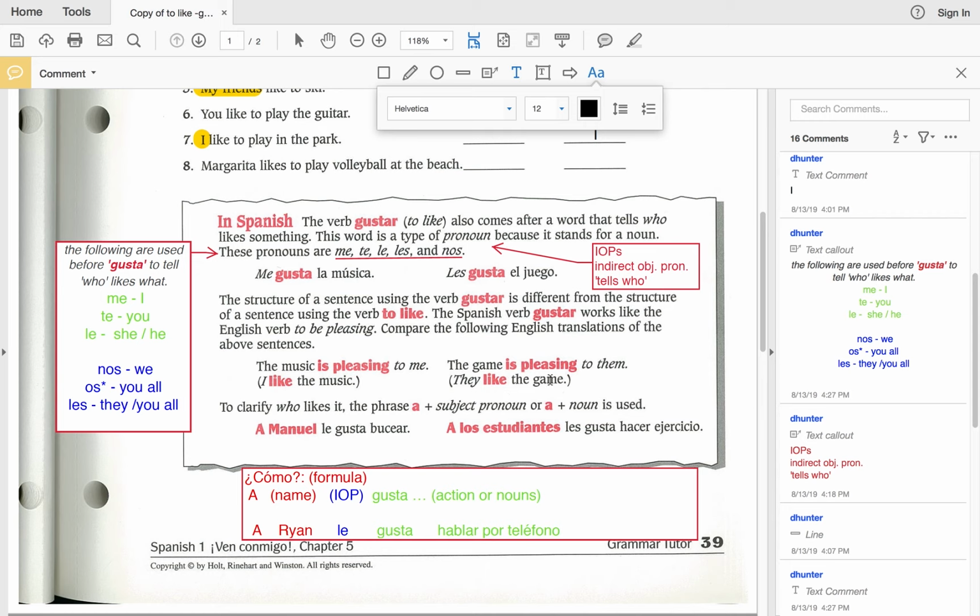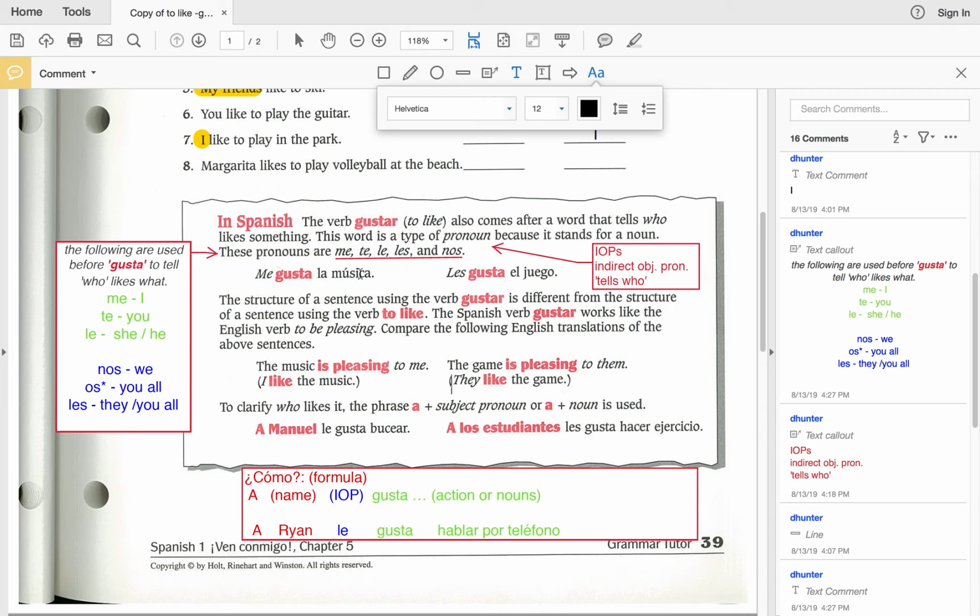One thing to keep in mind is the way that Spanish uses the verb to like is a bit different. The structure of the sentence for using the verb gustar is different from the structure of sentences using the verb to like. The Spanish verb gustar works like the English verb to be pleasing. I'll say that again. The Spanish verb gustar works like the English verb to be pleasing. Compare the following sentence translations with the ones above.